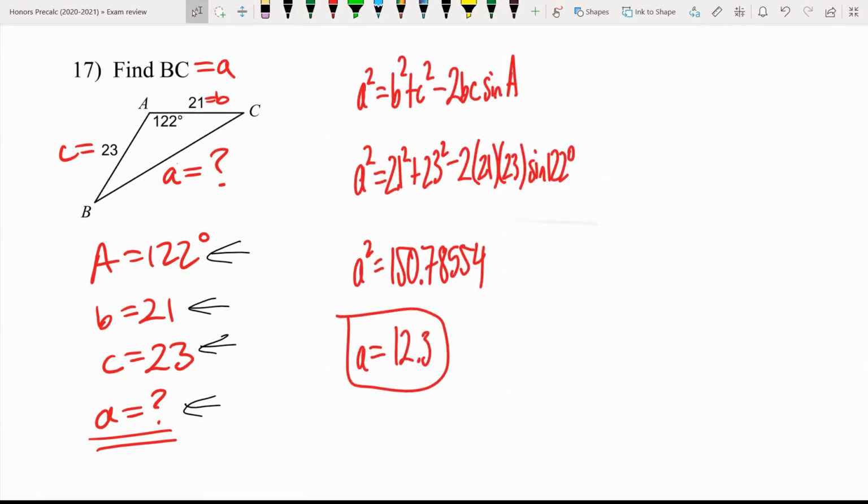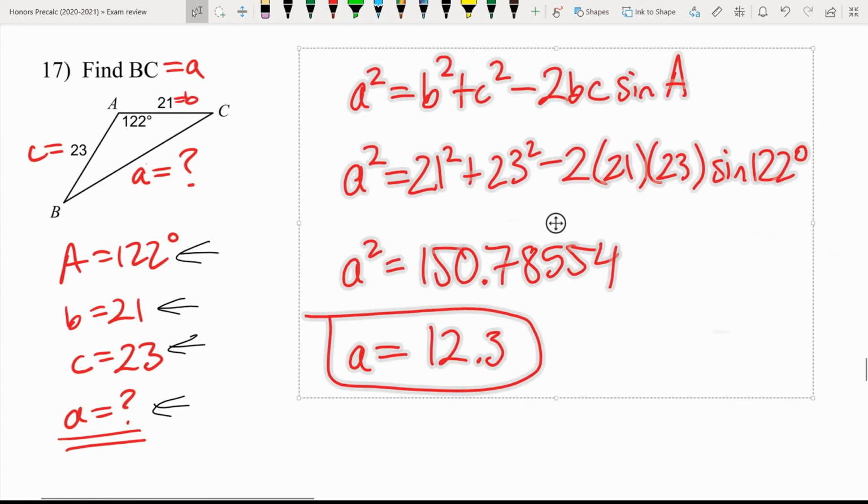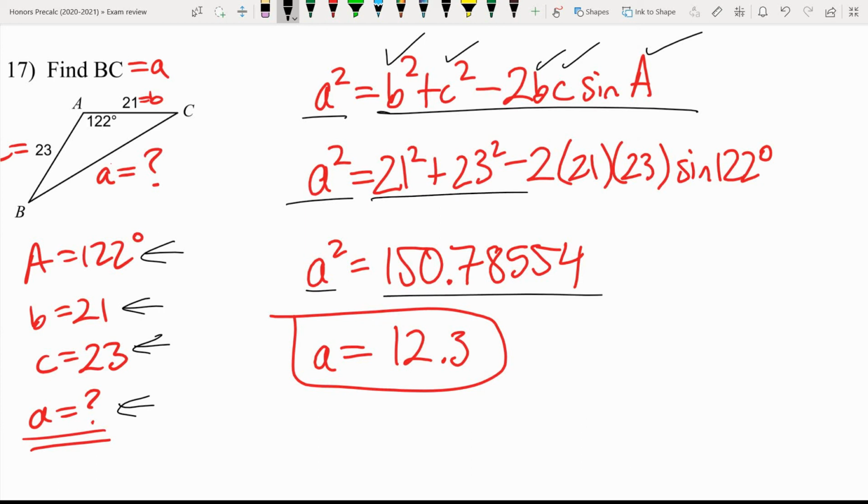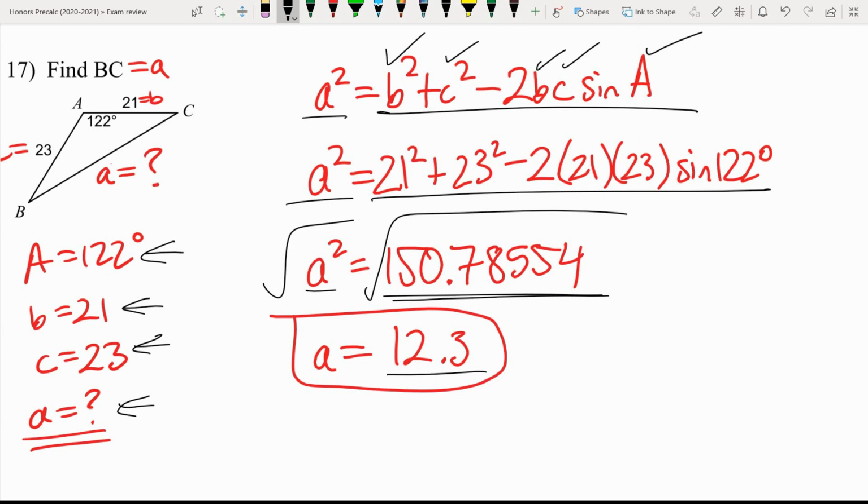If I can get this one to work properly, there we go. Work-wise, we end up with this here, and you can see I'm trying to find A, so that goes here, but I've got B, I've got C, I've got this B and C, and I have this angle A. So I got everything I need to plug in here to solve for A, or at least find A squared first. So all you do, plug those values in, punch it in your calculator carefully. You get A squared equals 150 point blah, blah, blah. Take the square root of both sides. You get A is equal to 12.3.